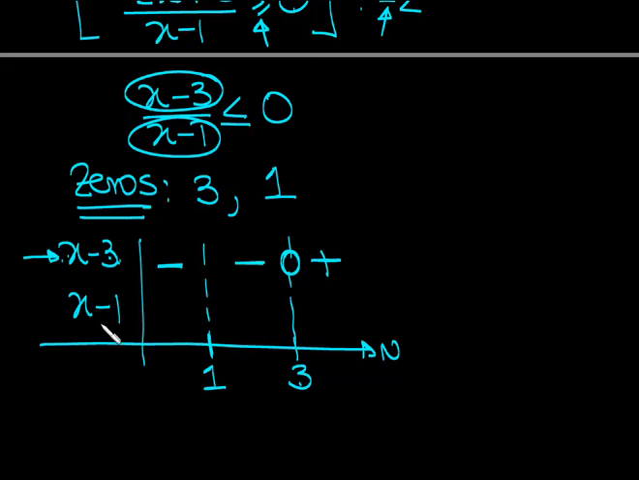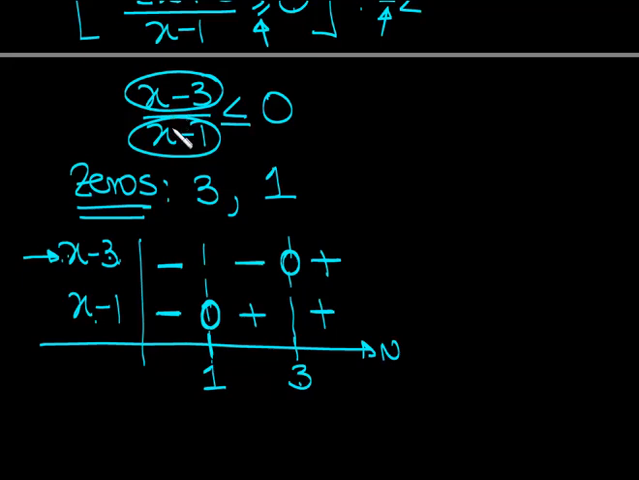This factor x minus 1 is 0 when x is 1. So here's my 0 for this factor. Okay, if I pick any number to the left of 1, this factor will always be negative. If I pick any number to the right of 1, this factor will always be positive. And again, you can convince yourself of that.